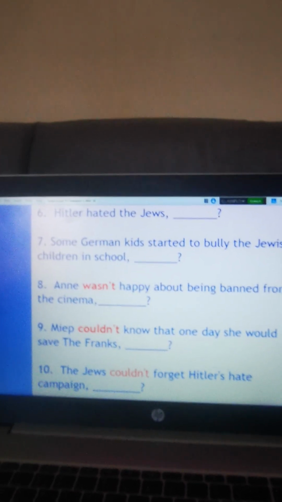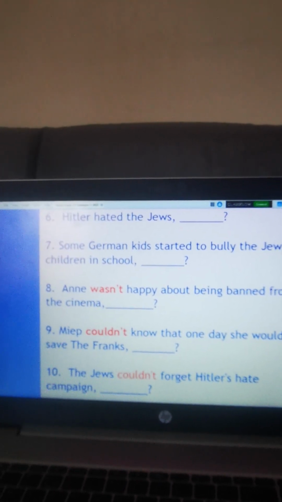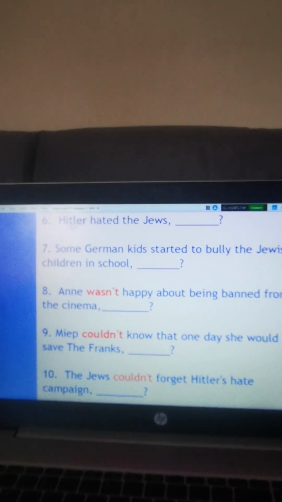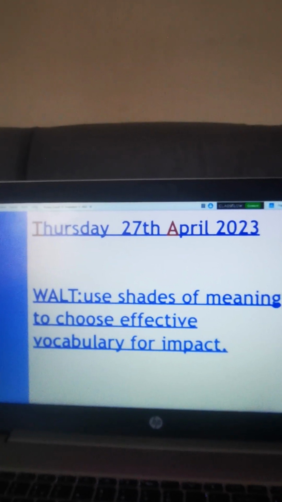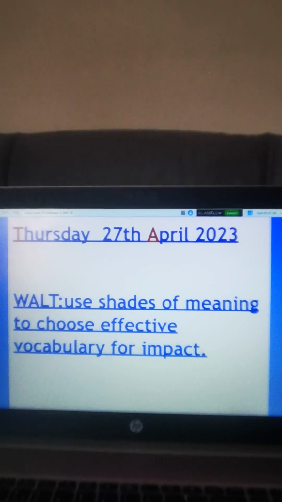So that in itself is the negative statement, not the meaning of the words per se, or what the words connote, but the fact that there is or wasn't in there, or couldn't, or didn't, or shouldn't. So the second part of that lesson was using shades of meaning to choose effective words for impact.